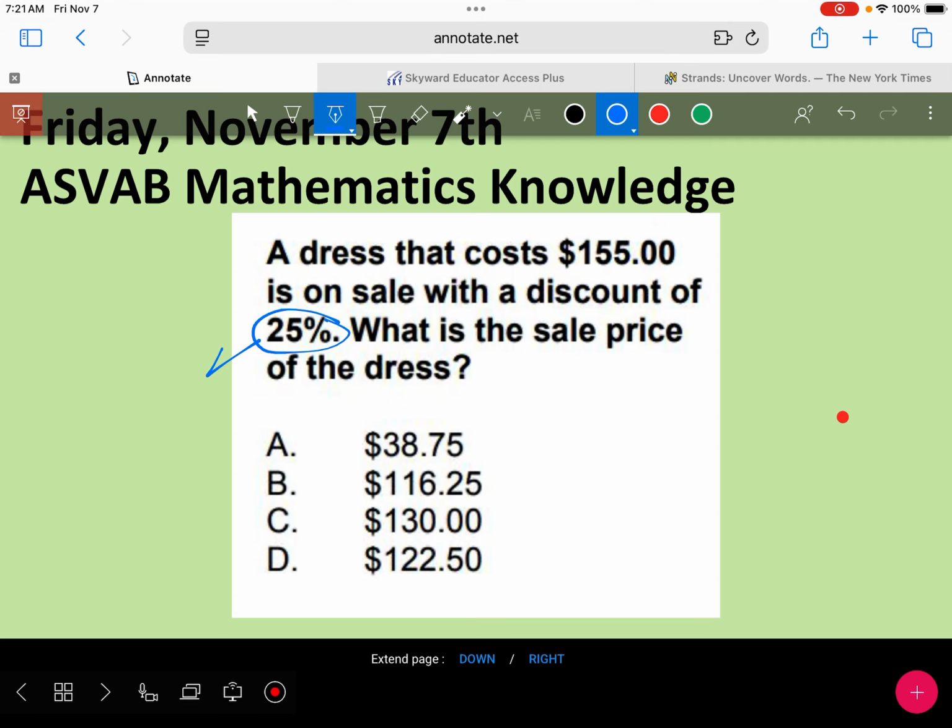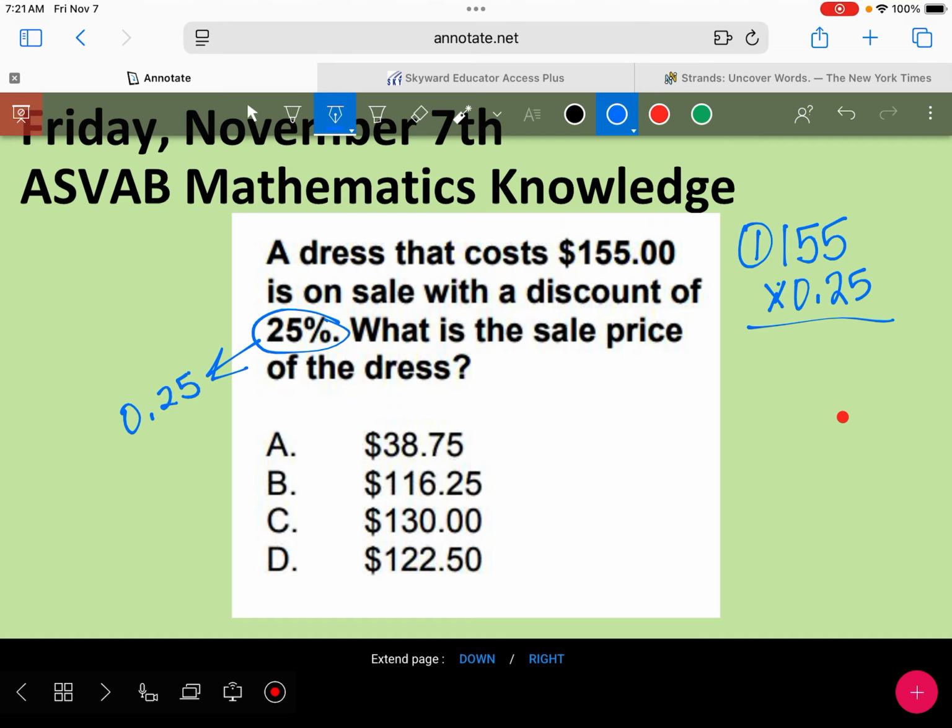25% can be converted to 0.25. So step one, go ahead and take 155 times 0.25 and see what you get. So in your calculators, multiply 155 times 0.25. Does anybody need a calculator? Now that's not your answer. That's just the first step. We're going to subtract it.